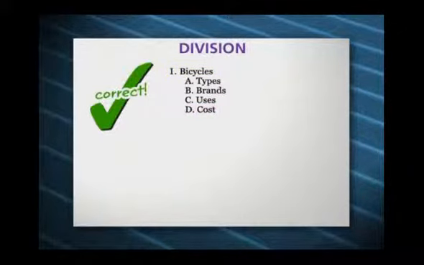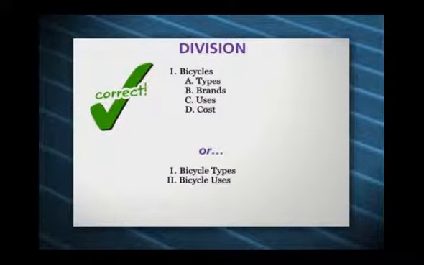I can have A, B, C, D, E, F as far as I want, but I must have at least 2 of each entry. If I don't have the second one, I just put it up higher. So I would simply have bicycle types as my Roman numeral 1, bicycle uses as my Roman numeral 2.